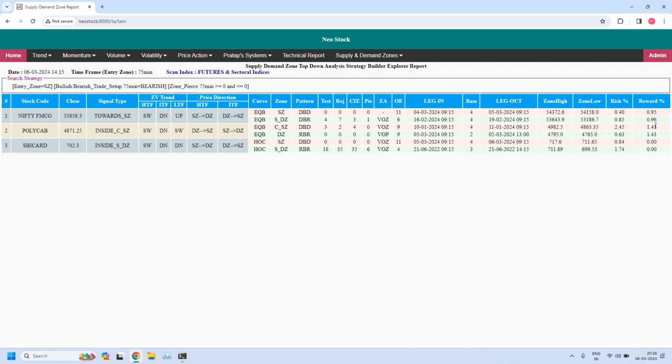So this is about bullish and bearish trade setup for monthly income trade and weekly income trade. Hope these reports will be helpful to you for your further study and analysis.